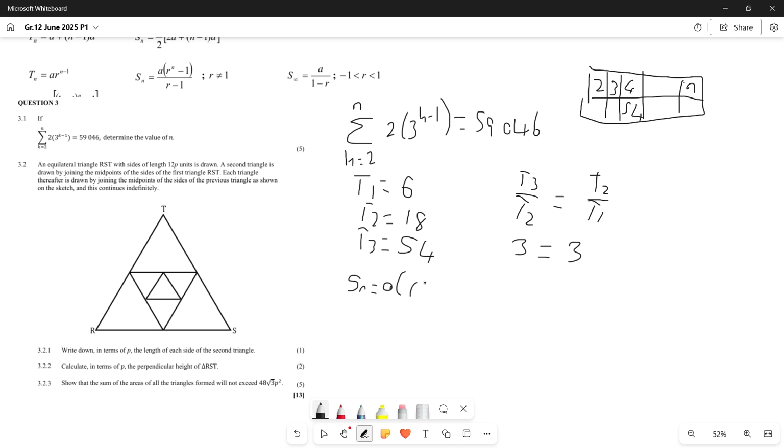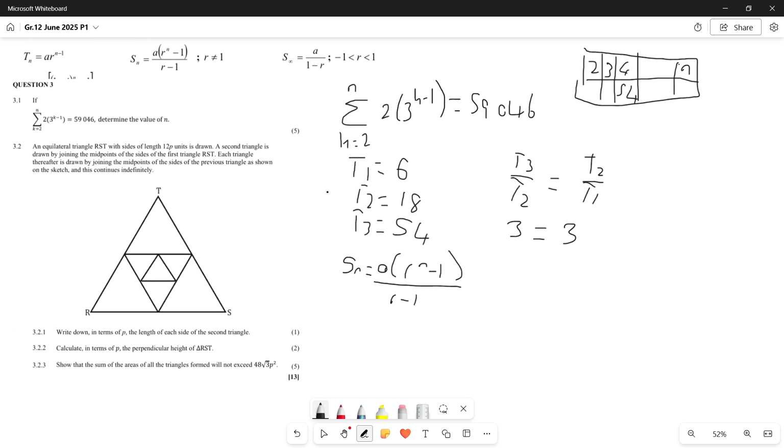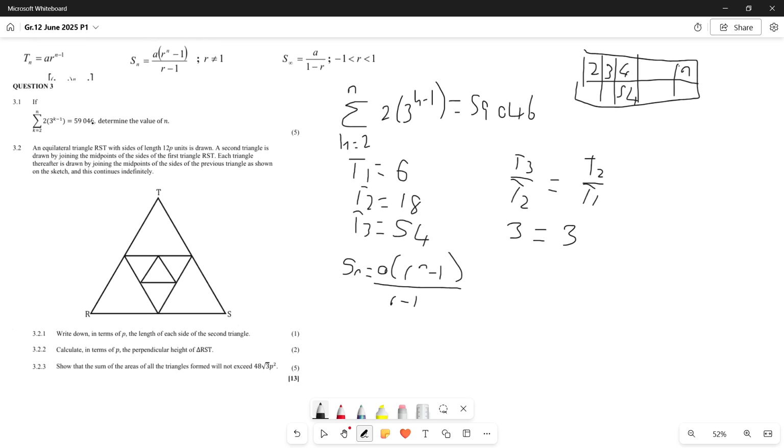So I'm just writing it down. Sn, they told us, equals 59,046. Our a value is the first term that we calculated, so that is our 6 over here. Our r is our ratio, which in this case is 3. n is what we're trying to calculate, so we keep that there, minus 1, over 3 minus 1.